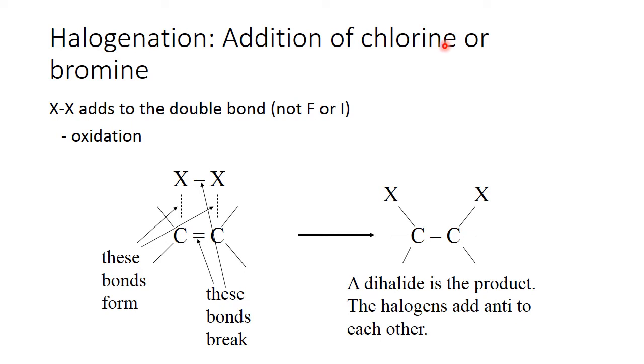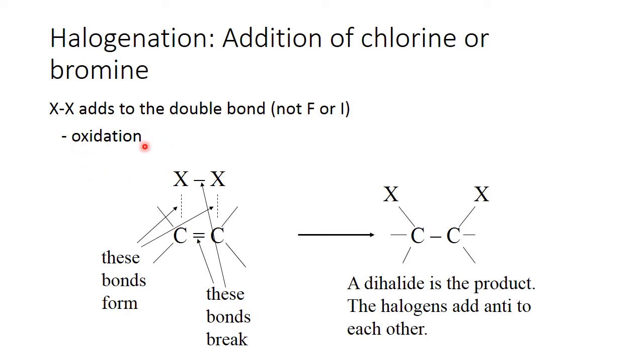Halogenation, what we're going to do is look at chlorine or bromine adding across the double bond. Fluorine we don't do. It's highly exothermic and kind of uncontrollable. And iodine we don't do because it's so reversible that it adds and then it unadds very quickly.